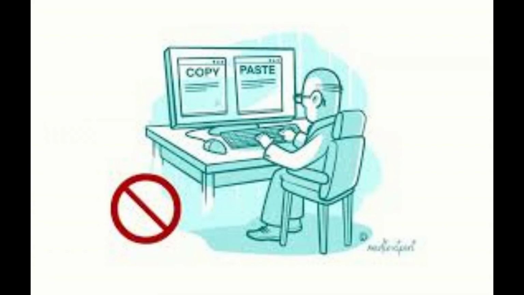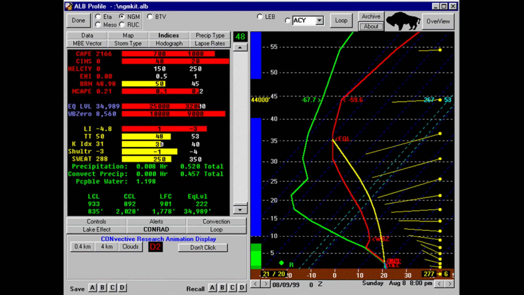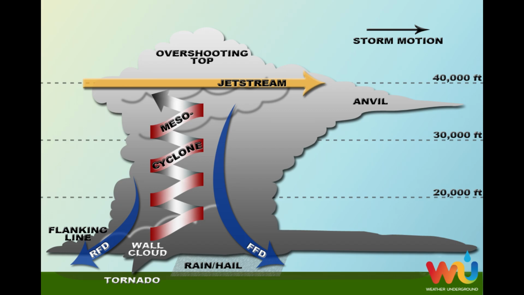CAPE is measured by, and I am going to plagiarize this straight from the NOAA, determining the area between the environmental temperature and the trajectory of an air parcel that is forced upwards. This is all expressed in joules per kilogram. Basically, it's just measuring unstable energy. Now, using this CAPE, we can see if there's a possibility of a thunderstorm being produced, but we're still missing something.